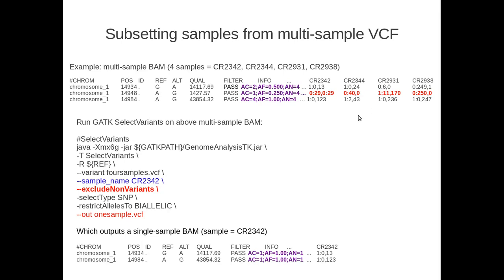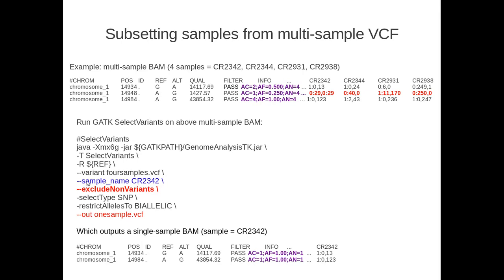Notice here that when we exclude this sample, 2931 was the only one with a non-reference allele. So the sample that I extracted here was reference in this position, and so it's not polymorphic or variable anymore. If we want to keep our VCF strictly variants only, then you would want to include this exclude non-variants option. In that case, you notice that the SNP at position 14,948 has been removed entirely, because sample 2342 was reference, and therefore this site is no longer polymorphic or variable. So here we've output just a 1-sample VCF by specifying the sample name.